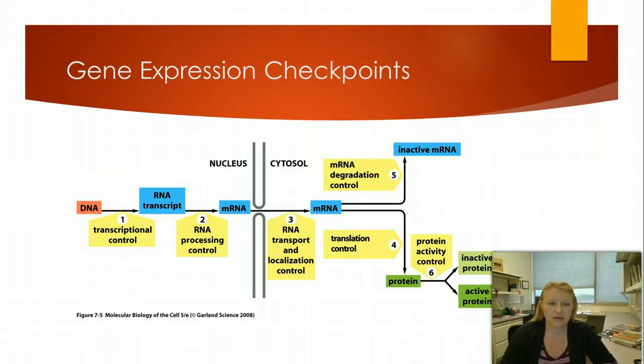In this one, we're going to talk mostly about transcriptional controls. We're going to talk about post-transcriptional controls in the next one. So you're going to see this graphic again and again. And right now, we're just talking about how we prevent going from DNA to the RNA transcript. That's really the main focus of this topic.